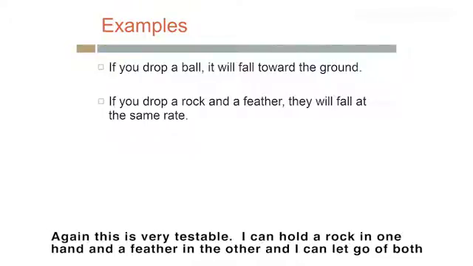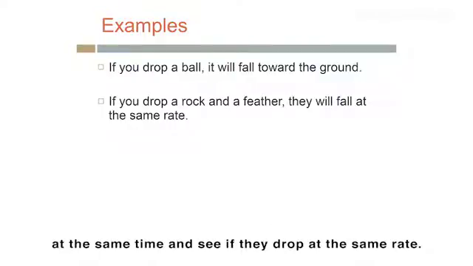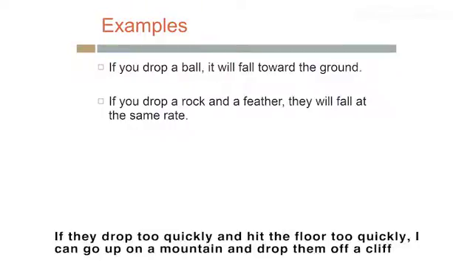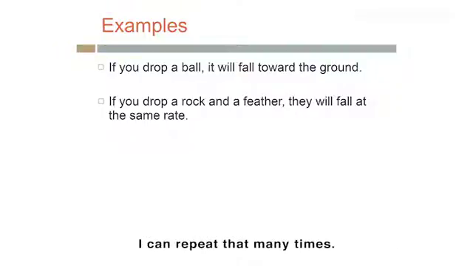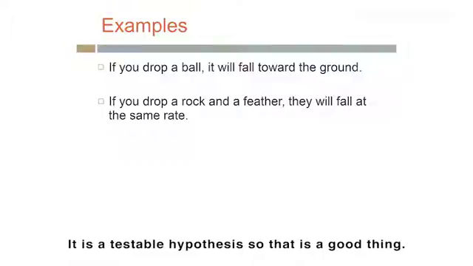I can hold a rock in one hand and a feather in the other, and I can let go of both at the same time and see if they drop at the same rate. If they drop too quickly and hit the floor too quickly, I can go up on a mountain and drop them off a cliff and have a friend at the bottom of the mountain to see if they hit the ground at the same time or not. I can repeat that many times. It's a testable hypothesis, so that's a good thing.